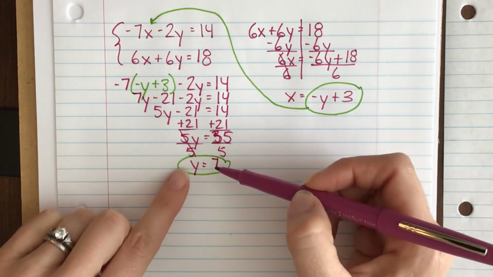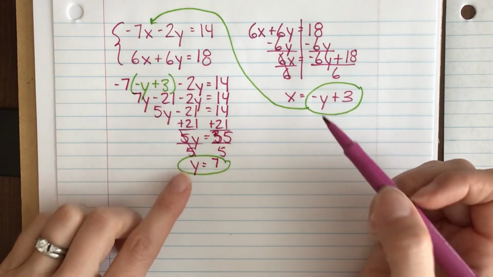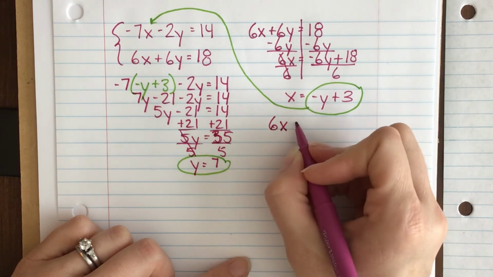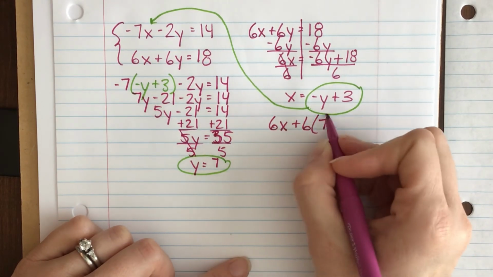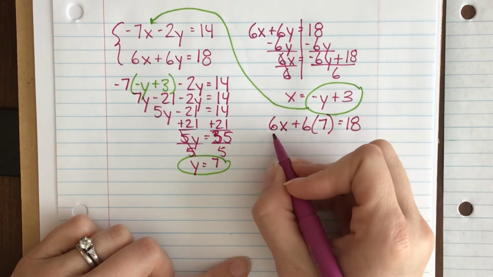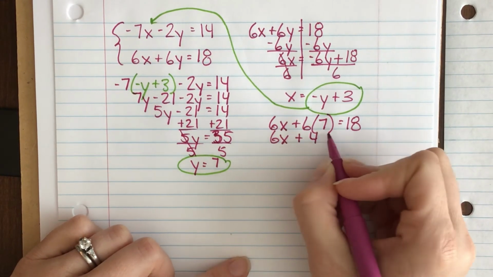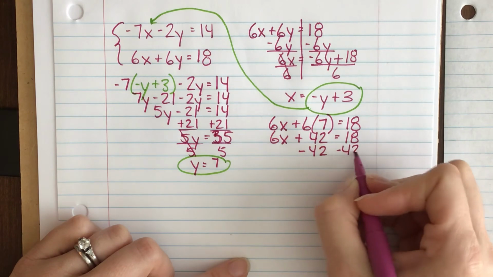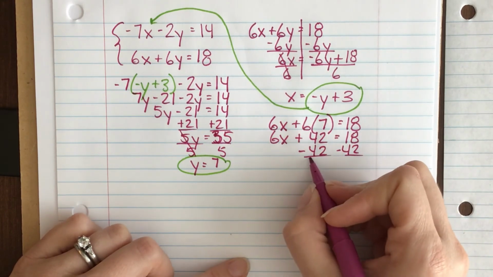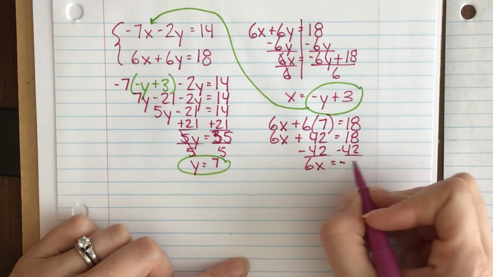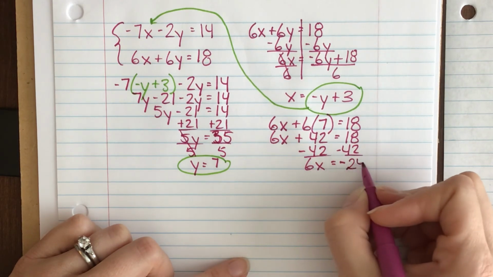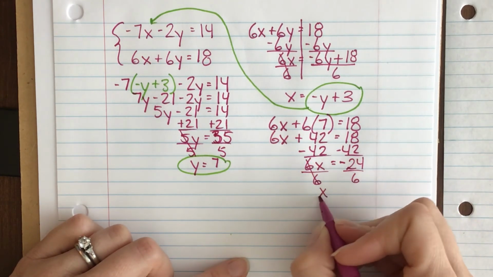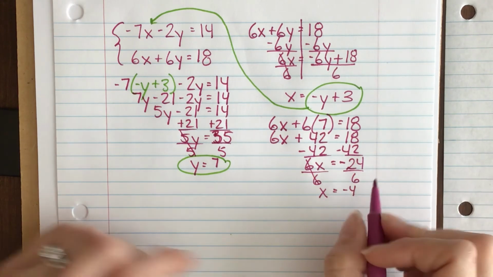Now I'm going to take 7 and plug it into the other equation to find out what x is. So let's see here. I'm going to have 6x plus 6 times 7 is equal to 18. And I will solve for x. Okay, this is negative 24. And I find that x is equal to negative 4.